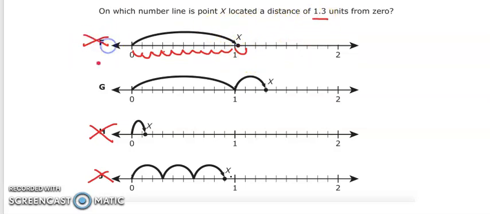So now we only have letter G, and let's confirm. So we have $1 up to here. From here to here is $1 or 1 unit. And now I need 3 more pieces from the 10 pieces that I have from 0 to 1. So we have 1, 2, and 3 pieces. So my answer is letter G. 1.3 is 1 unit and 3 pieces out of 10 pieces.